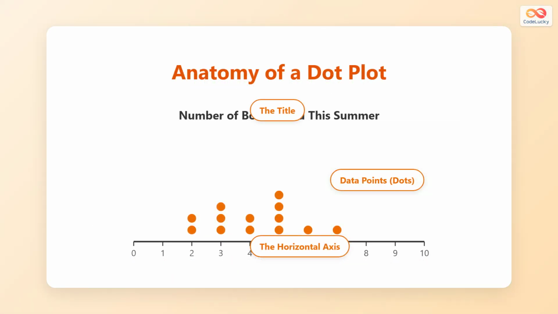Let's look at the parts of a dot plot. First, you have the horizontal axis, which is basically a number line showing the possible values. Then, you have the dots themselves, stacked vertically above their corresponding numbers. Finally, every good graph needs a title so we know what data we are looking at.